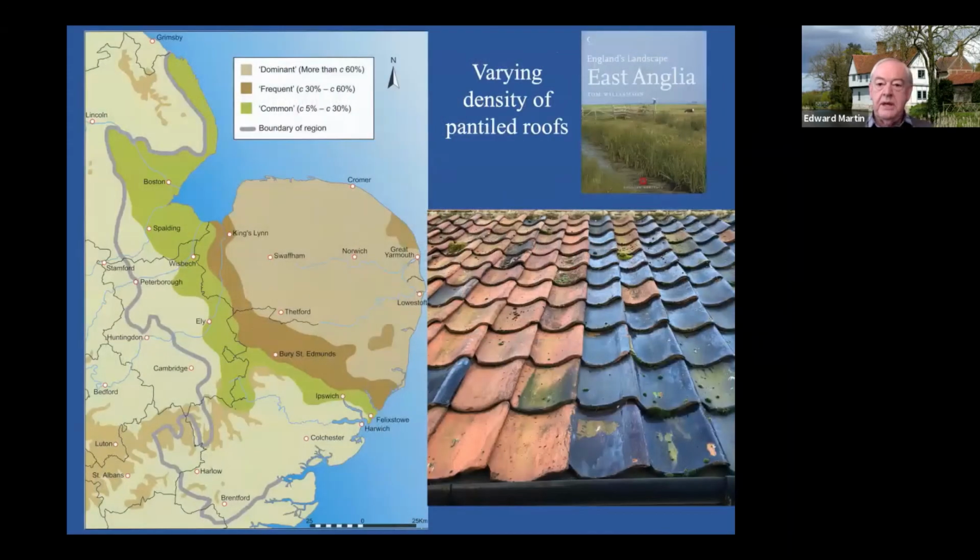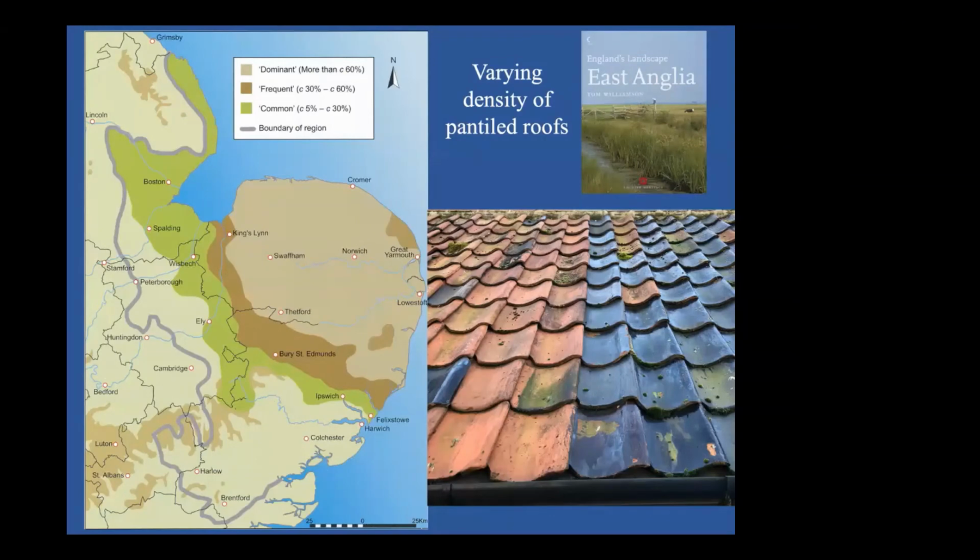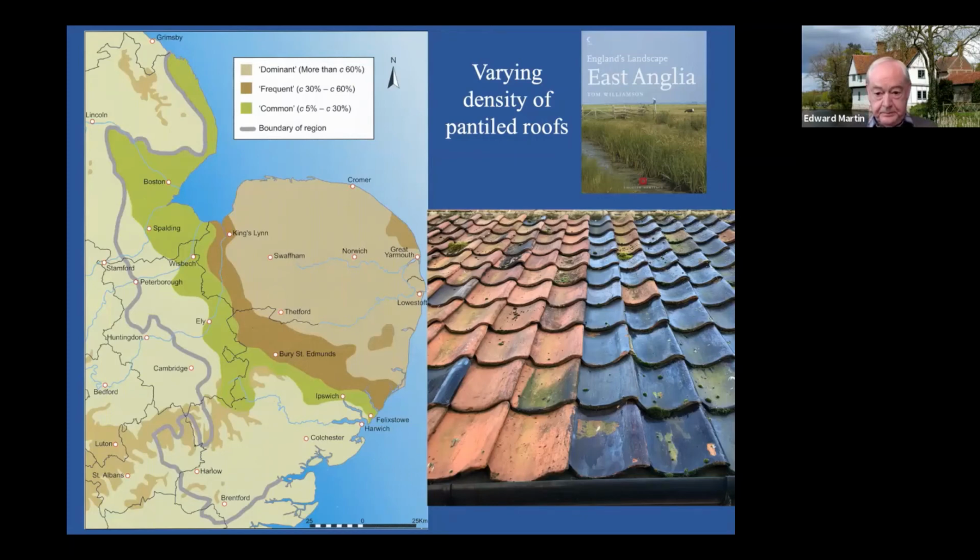There are things which are later that are also showing rather similar distributions. For instance, this is pantile roofs, which are very much a feature of the northern area, but hardly cross the Gipping line. So there's a difference there. The idea is that these may have come across from Holland originally, and so we do see them very much in the east, and certainly the ones with the black glaze are more common along the east side.